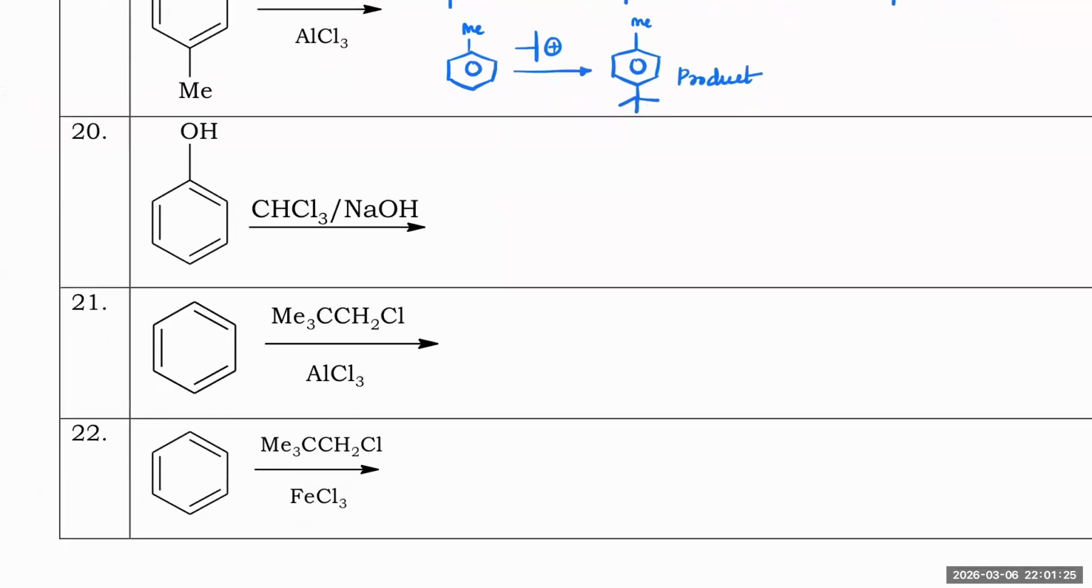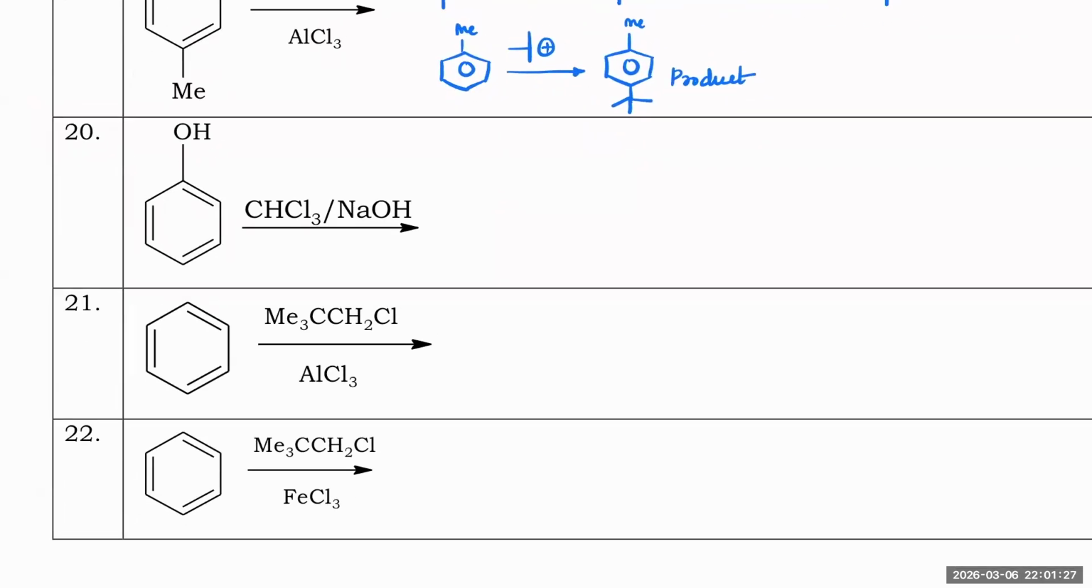Next one. This one is called the Reimer-Tiemann reaction. We have a lot to discuss about this in the upcoming topics. All right. So here it is just to give you the reaction name. You will get the aldehyde form on the ortho position. This is the major product. And the name of this is salicylaldehyde.